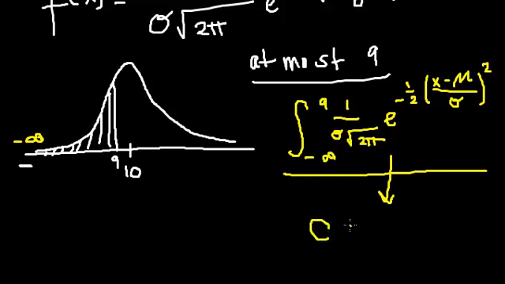And this would help us a lot in understanding or actually getting the answer. Instead of evaluating the integral, we use the cumulative distribution function and use Excel to find out what the area from negative infinity to positive 9 is.